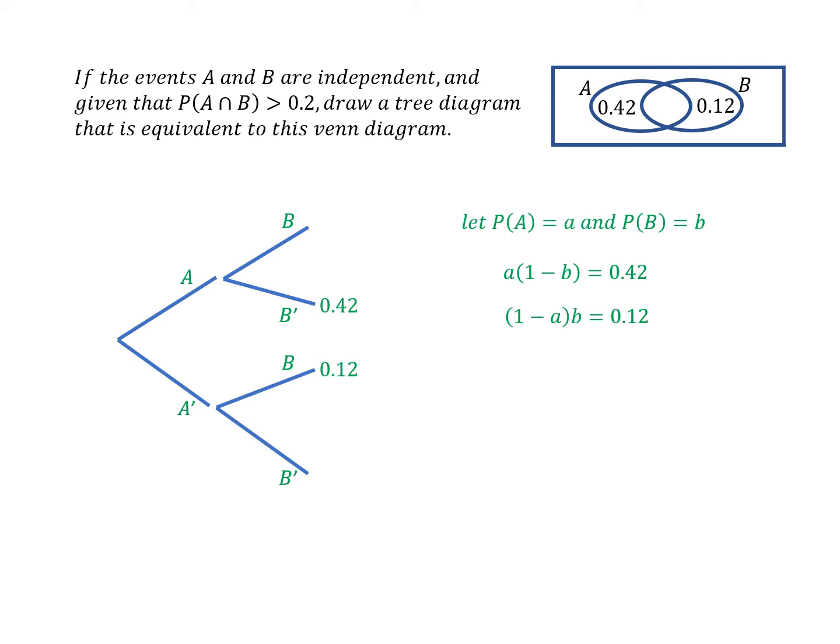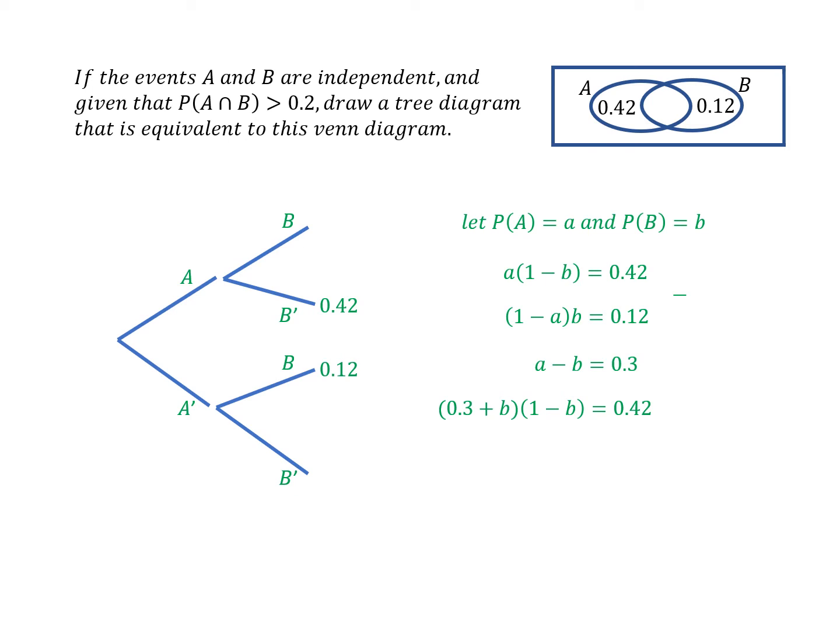And what I'm going to do is simply to subtract the second equation from the first. So when I do that, I get a minus b is equal to 0.3. So a, for example, equals 0.3 plus b. And if I put that back into there, I get (0.3 plus b) times (1 minus b) equals 0.42. Goodness, not only have we got simultaneous equations, we've now got a quadratic equation for a probability question. Anyhow, we can solve this.